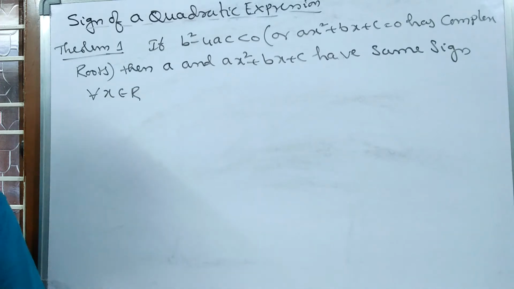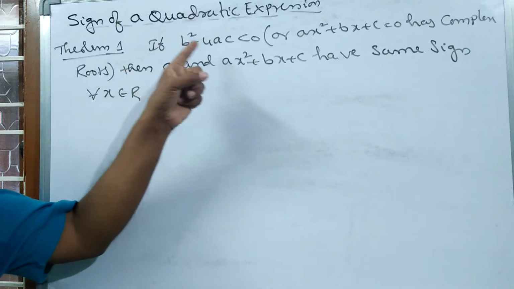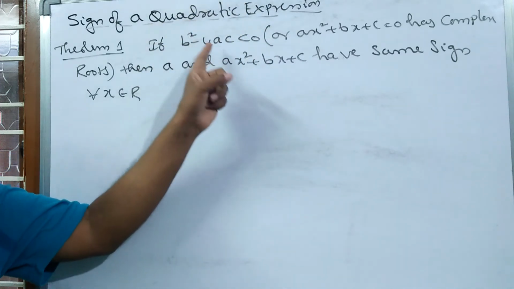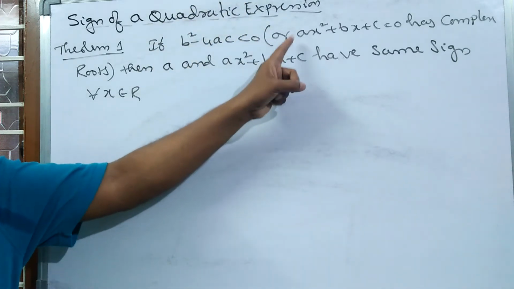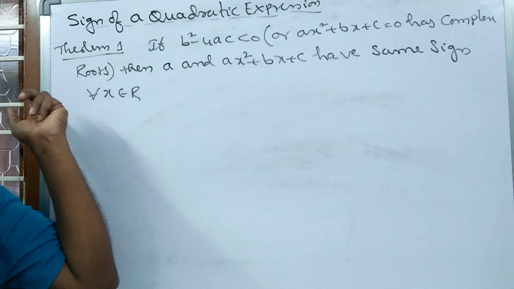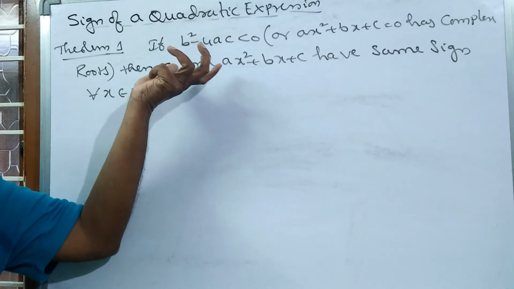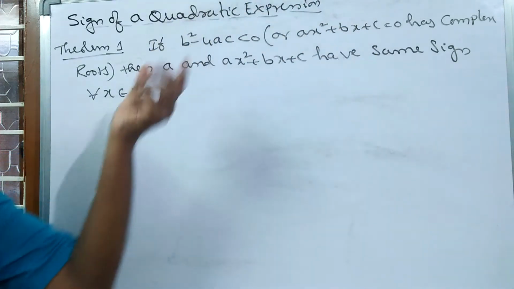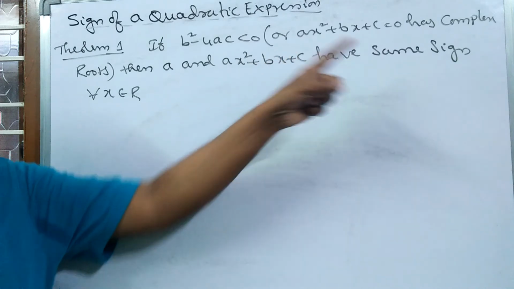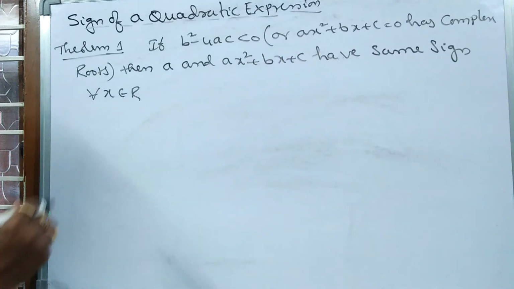So here is the theorem. If b square minus 4ac is less than 0, it can be given like this. Either b square minus 4ac is less than 0, or ax square plus bx plus c is equal to 0 has complex roots. Both conditions are same. If discriminant is less than 0, the equation will have complex roots. Then a and ax square plus bx plus c have same sign for all x belongs to R.